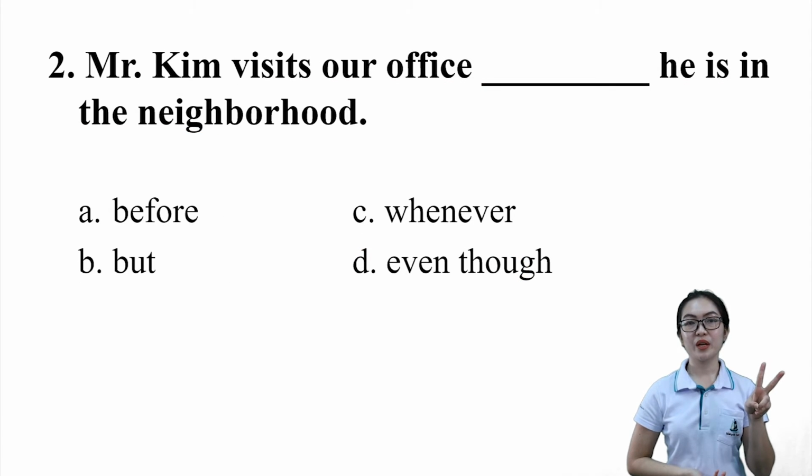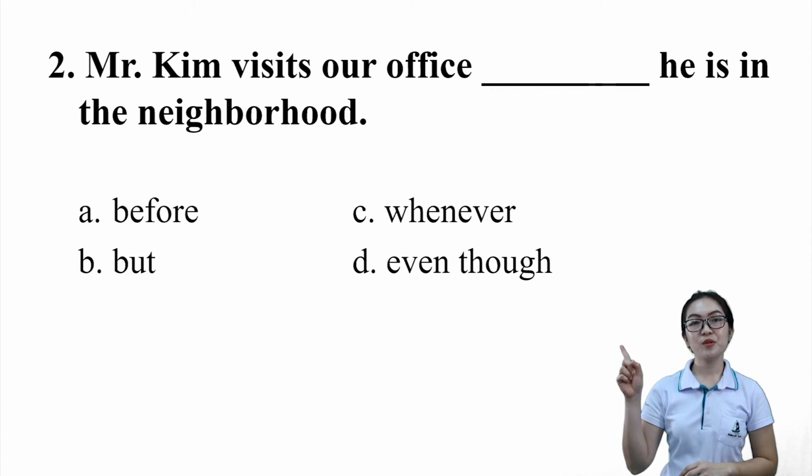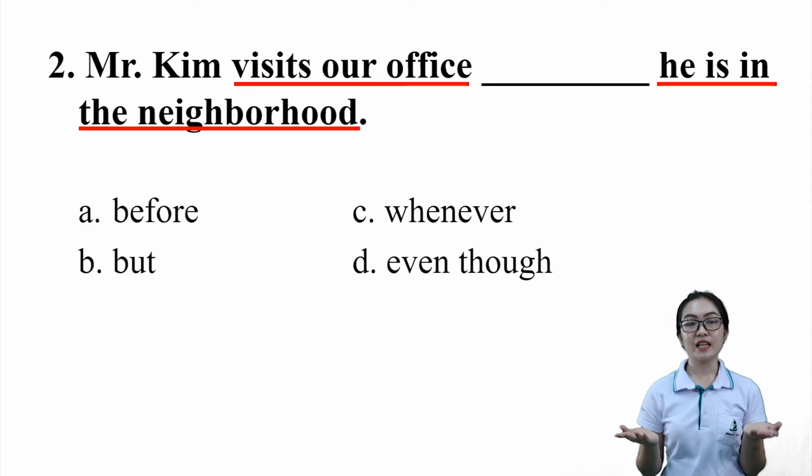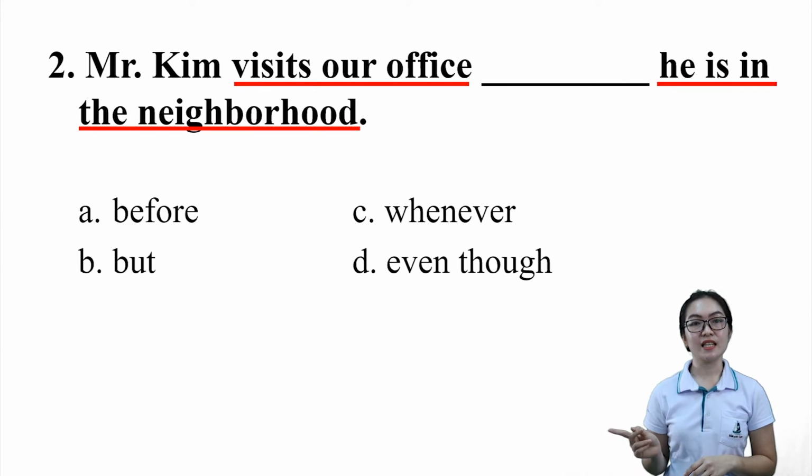Number 2. Mr. Kim visits our office, blank, he is in the neighborhood. A, before, B, but, C, whenever, D, even though. Visits our office in the first clause and he is in the neighborhood are both positive. So let's eliminate letters B and D, which indicate contradiction.